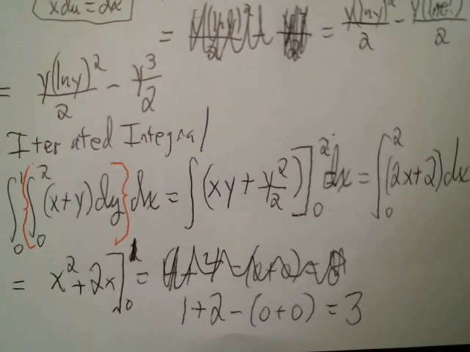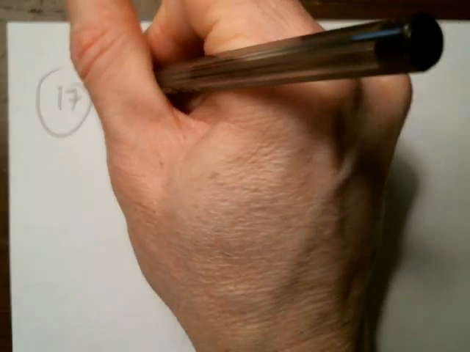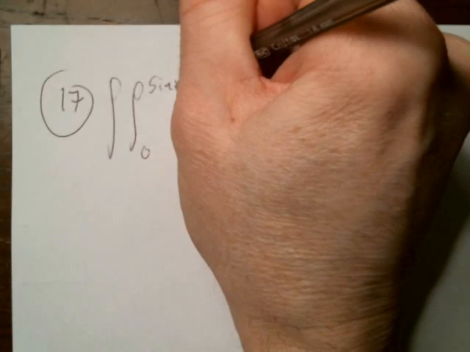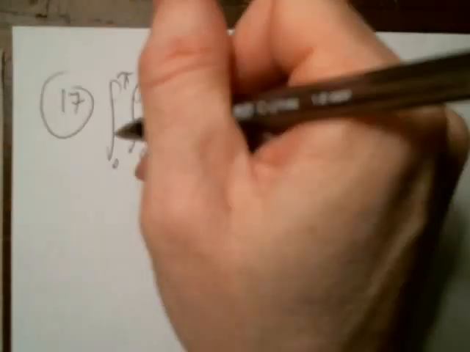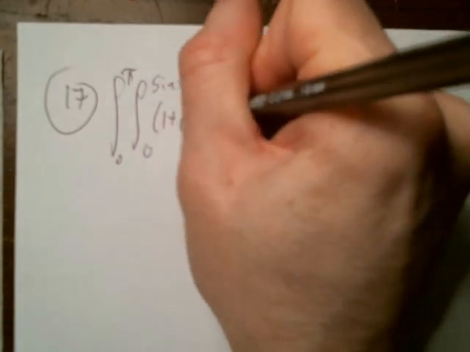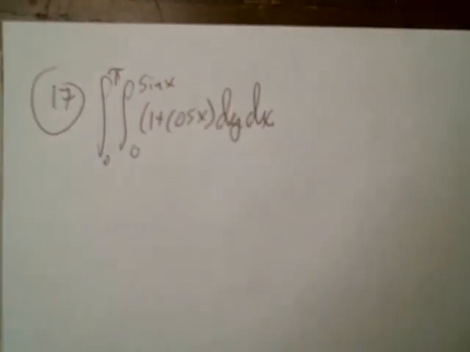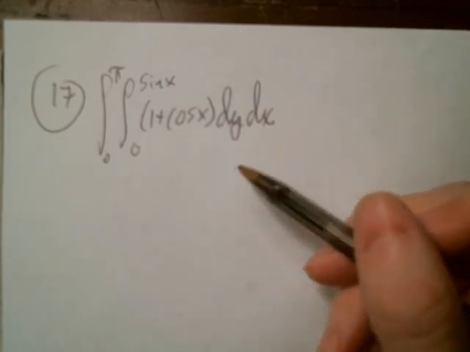Okay. Let's try just 2 more of these characters, and hopefully you'll get some practice with them on your own. So number 17, we have kind of a trig version, 0 to sine x, and then on the outer part, 0 to pi. So here we go. We've got 1 plus cosine x, and first we're going to go dy and then dx. This is kind of the classical ordering because you're going to end up with an integral in terms of x. Okay.